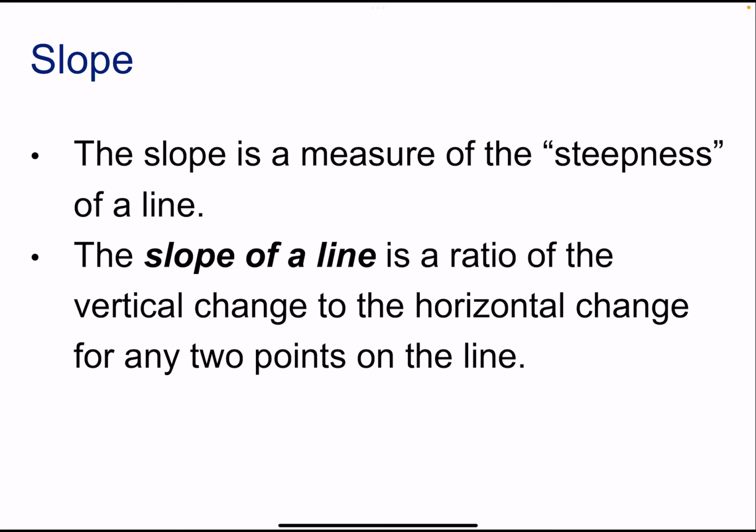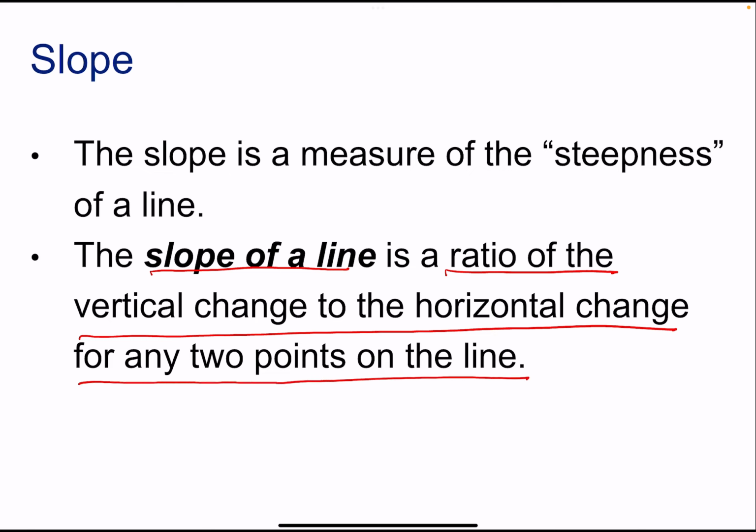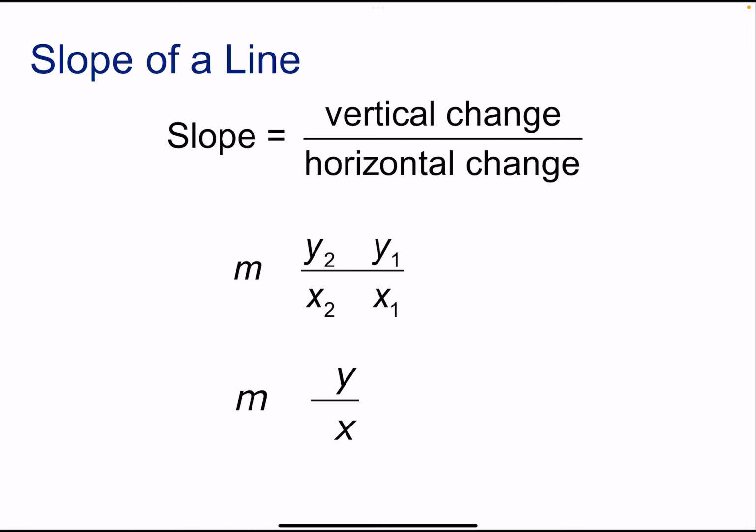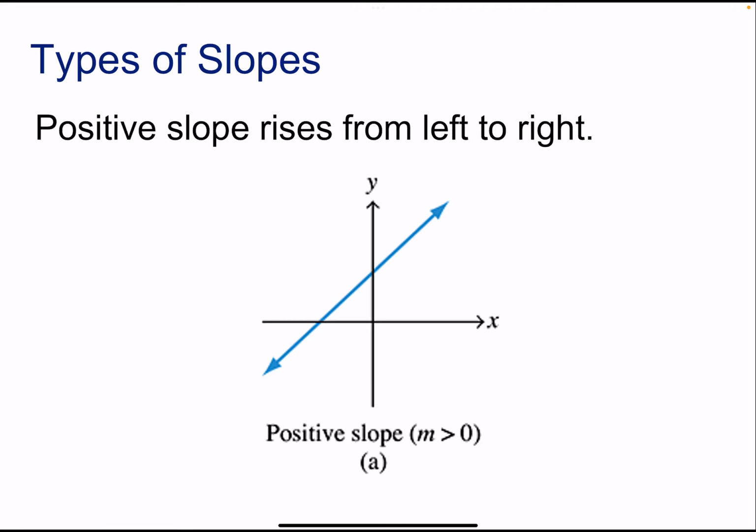Now, next, we need to talk about an important concept for a straight line called slope. The slope of a line is the ratio of the vertical change to the horizontal change for any 2 points on the line. It describes the steepness of a line. The formula to calculate the slope is vertical change divided by horizontal change. Typically, we use m to represent slope.